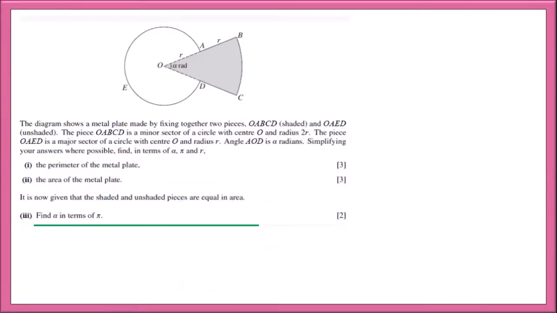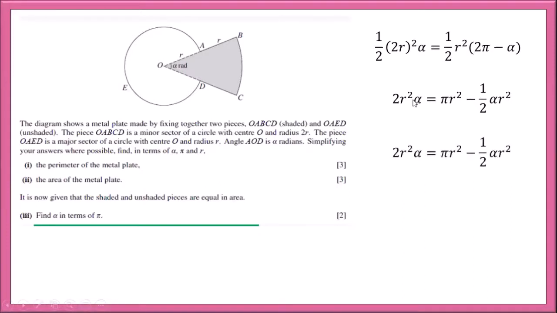Find alpha in terms of pi. So it's now given that the shaded and unshaded pieces are equal in area, so I'll just set those two equal in area. Go back to see my previous expression for the area of the whole thing. We split that up into the shaded part and the non-shaded part. Those are equal, so I'm just going to solve for alpha. 2 alpha equals pi minus a half alpha. Hopefully all these steps make sense. So alpha is 2/5 pi.